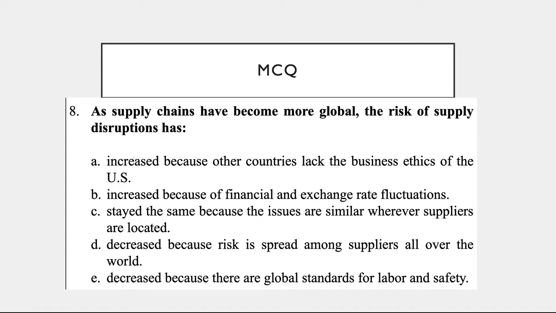So here the answer of course will be B, increased because of financial and exchange rate fluctuations. As we know, commodity and financial markets establish prices that may go up and down beyond the control of the individual purchasers, and this of course causes exchange rate fluctuations and higher risk for the supply.